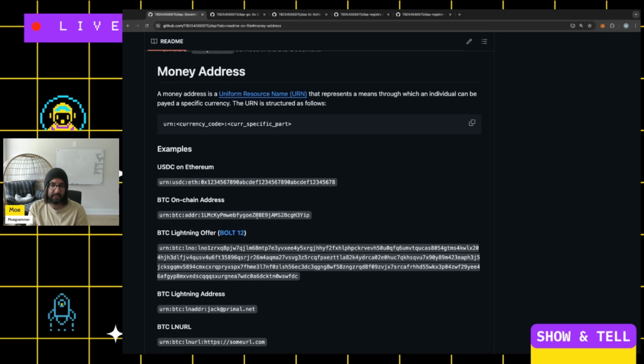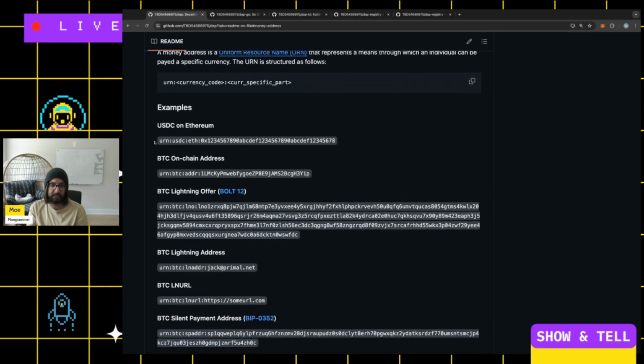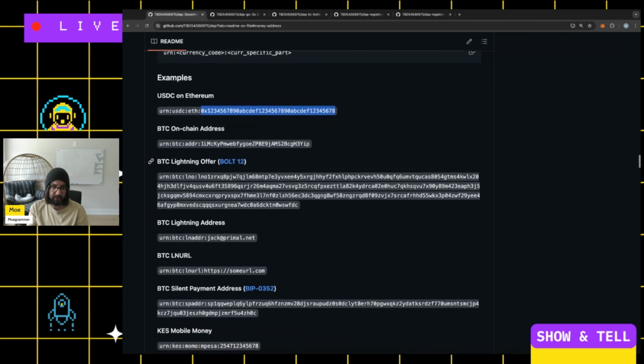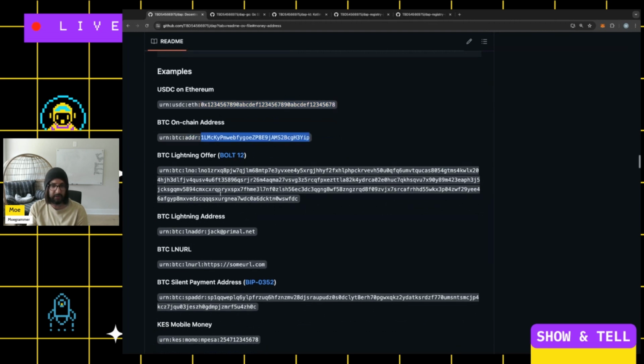There's a bunch of examples here. For example, USDC on Ethereum would be represented as URN colon USDC, which is the currency, on the Ethereum blockchain, and this is your address. And then you've got Bitcoin on-chain addresses, which would look like this: URN colon Bitcoin colon just a raw address, and then the address itself.